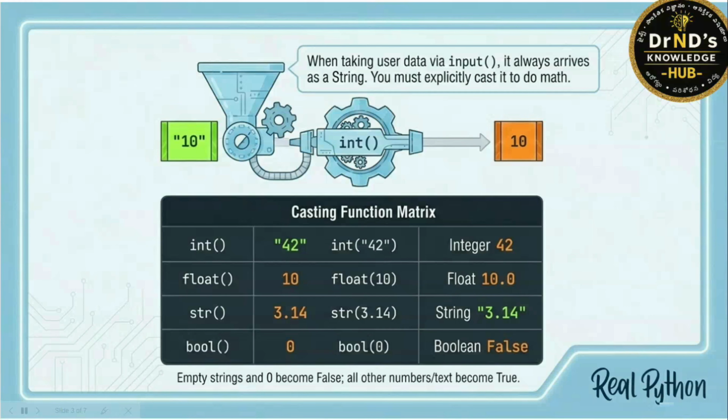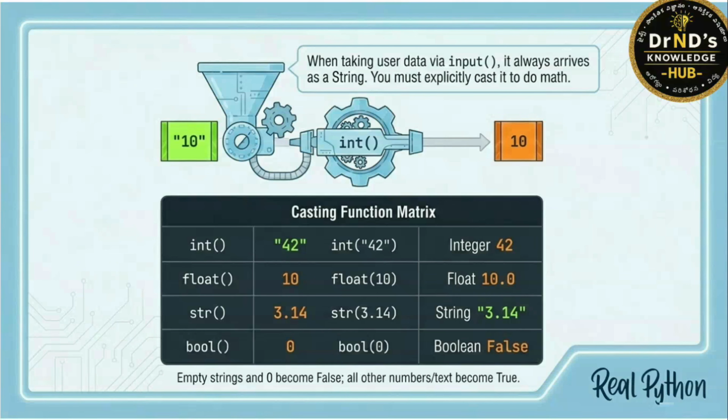Let's see another function, bool(). This function converts values into True or False. For example, bool(0) returns False. But if you type bool(10), Python returns True. Similarly, an empty string becomes False, while any non-empty string becomes True.